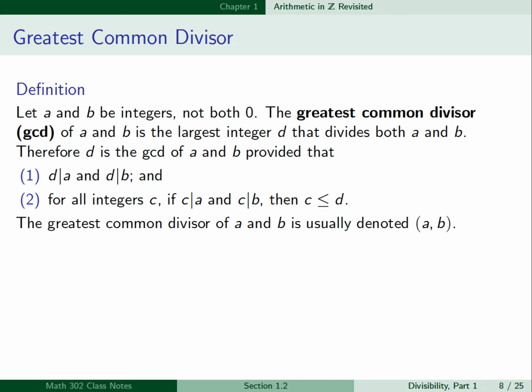Now the greatest common divisor of a and b is usually denoted with the notation a and b enclosed in parentheses. And this is obviously a somewhat confusing notation, since 2 elements in parentheses is used to denote points in the Cartesian plane, but this is the standard notation.